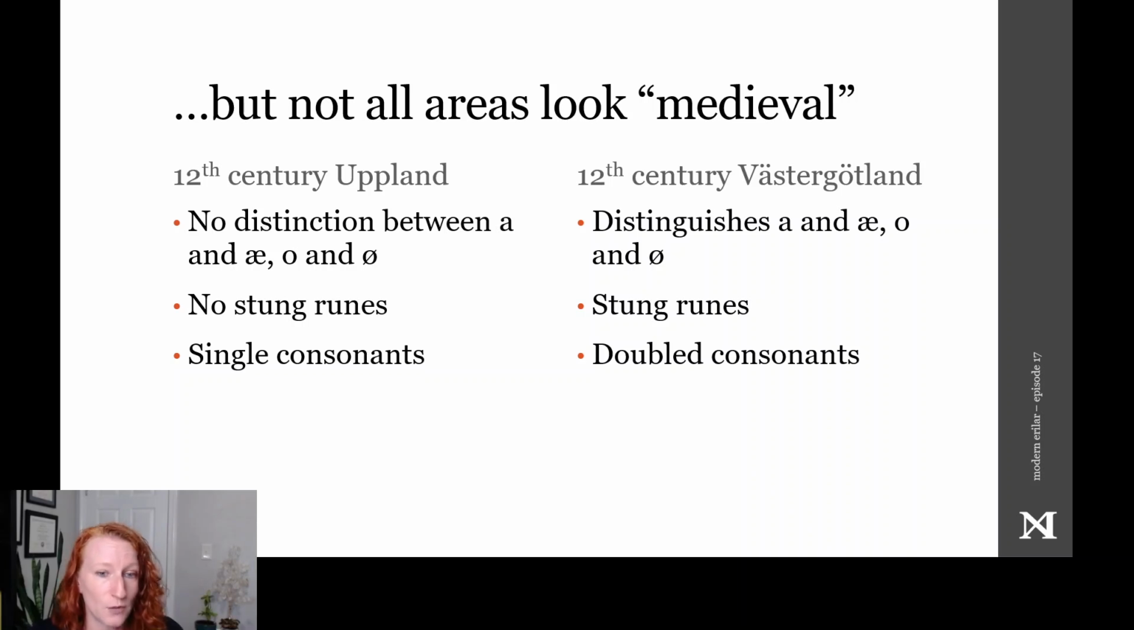In Västergötland, however, in the latter 12th century, massive gravestones show typically medieval features, such as the long twig distinction between various vowel sounds. We see stung runes for D, F, which is that D with a line in the top, the P and the B. And we also see doubled consonants in Västergötland as well. So perhaps rune writers in Västergötland had closer contact with Latin literacy than those in Uppland, or possibly more influence from Norway, where these features seem to have established relatively early.